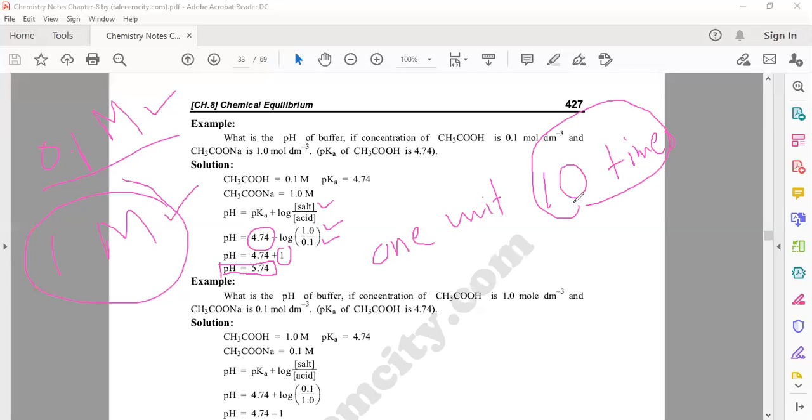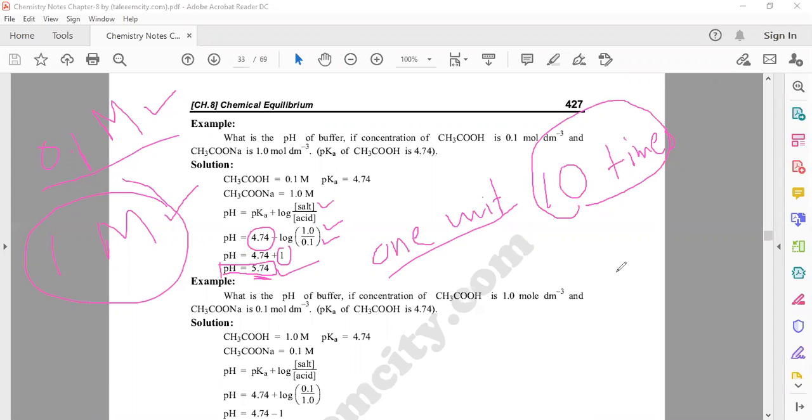Clear? When the concentrations of salt and acid are the same, there is no change in the pH. The pH will be equal to pKa. The ionization constant of the acid will be its pH. But if you take the concentration of salt 10 times the concentration of the acid, then the pH value will increase 1 unit. Here you can see there is 4.74, the negative log of the ionization constant of the acid. By taking salt 10 times higher, you can see here the pH value increased 1 unit, from 4 to 5.